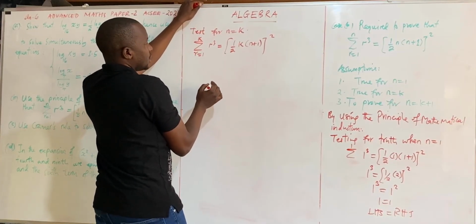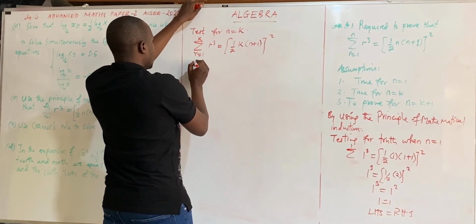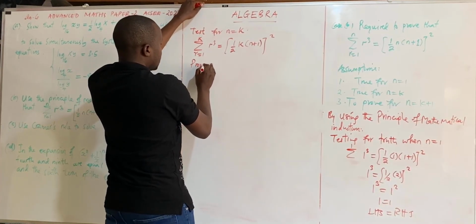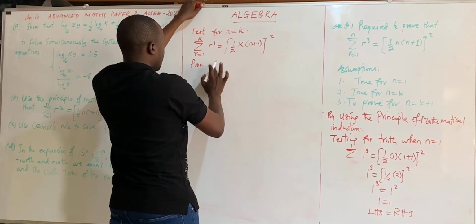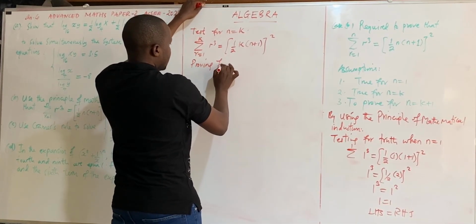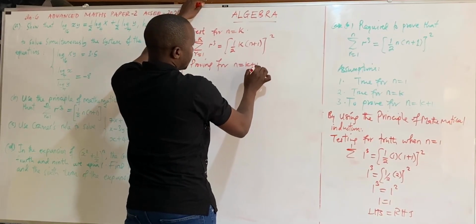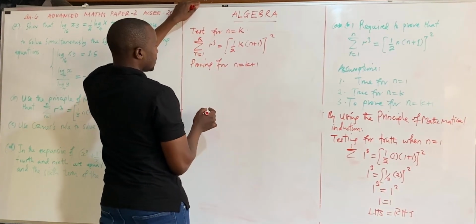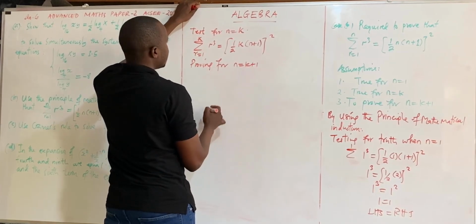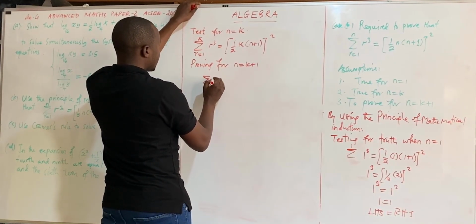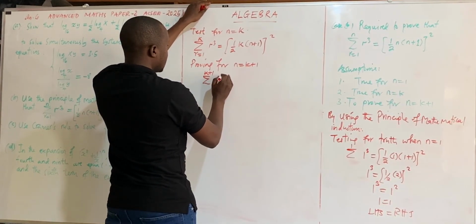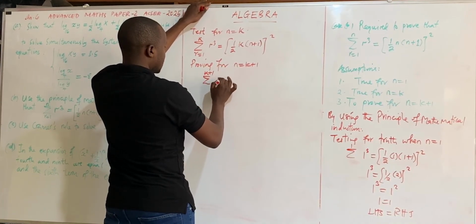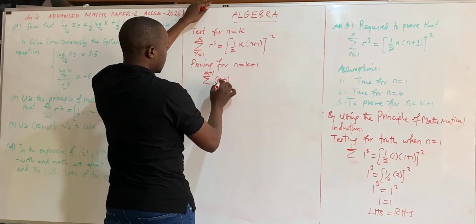So this is for n equals k. Now we need to prove, or we say proving, for n equals k plus 1. So that's consecutive. If k is 5, it means k plus 1 will be 6. So here becomes the summation, now here is k plus 1. So here we have r cubed, or we can say k plus 1, then cubed.